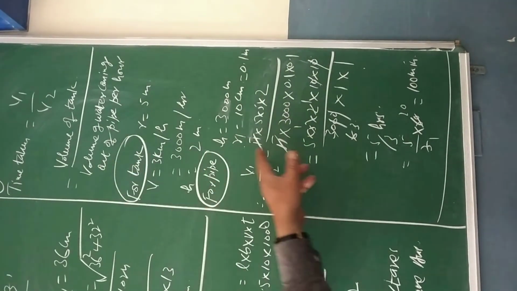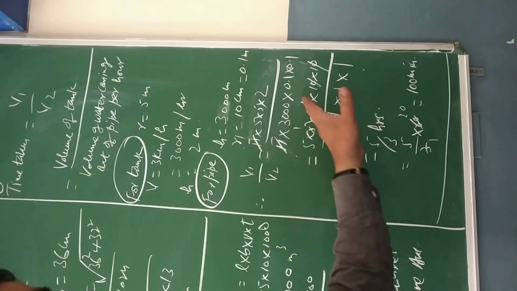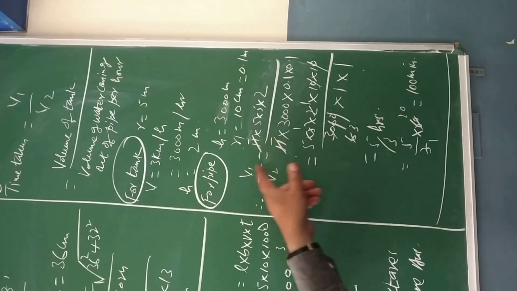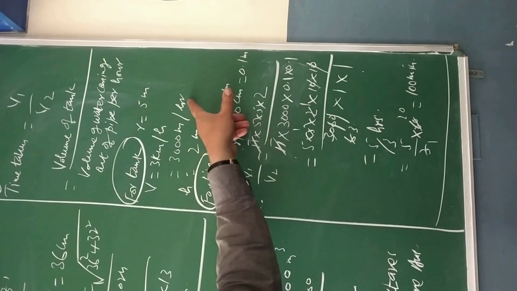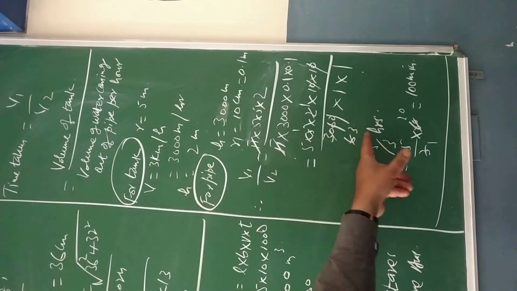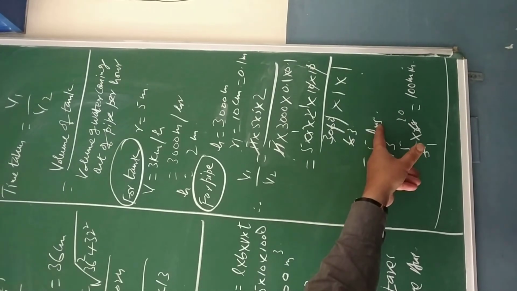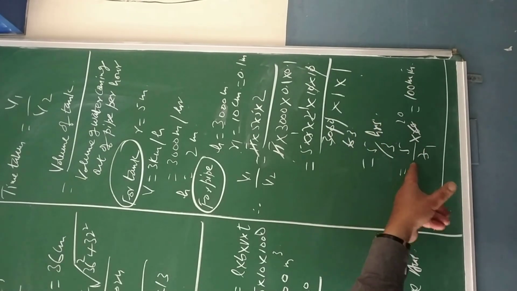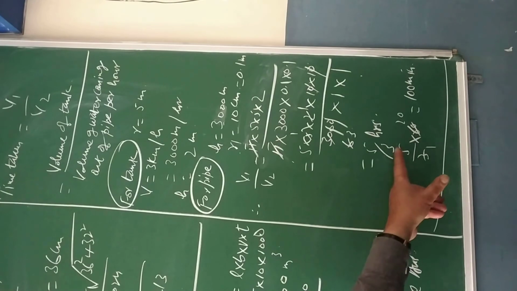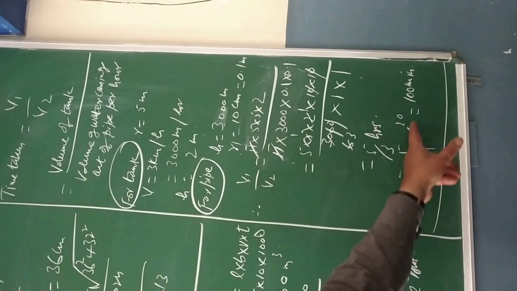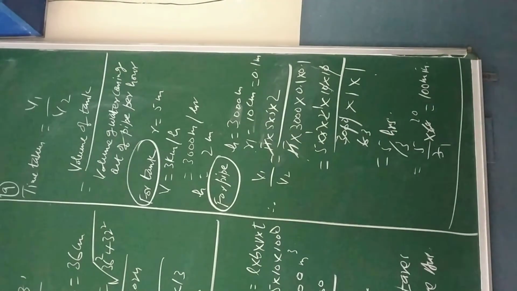Now this information easily you can substitute here to do the calculation, and that is coming in hours, because I have taken hours only. So that will come in hours, and you check, it comes 5 upon 3 hours. So if you want to convert it into minutes, 1 hour is equal to 60 minutes. So 5 upon 3 into 60 is equal to 100 minutes.